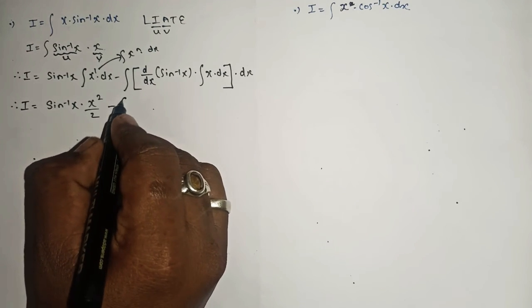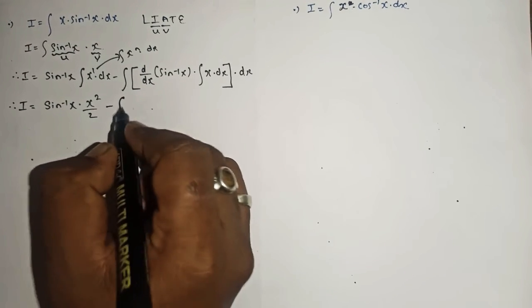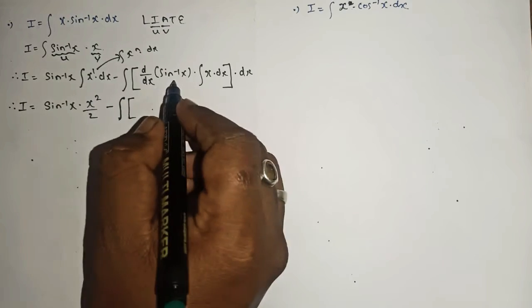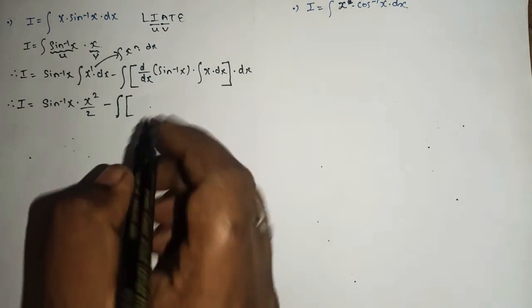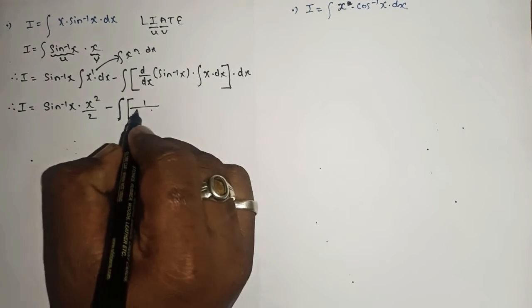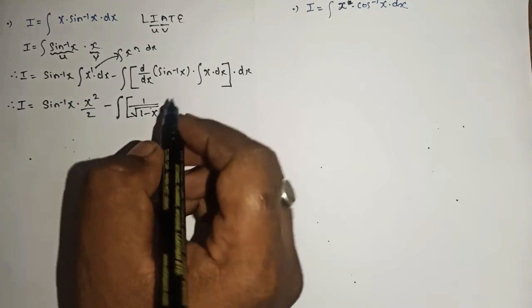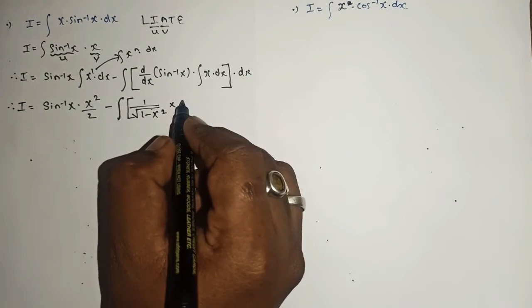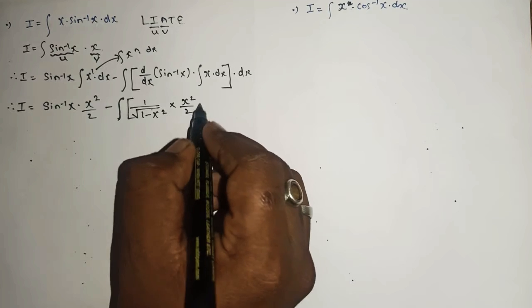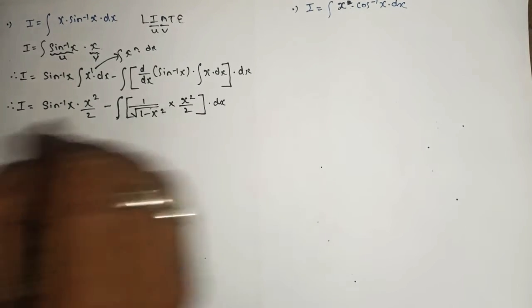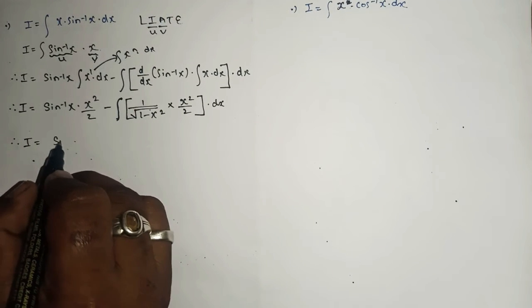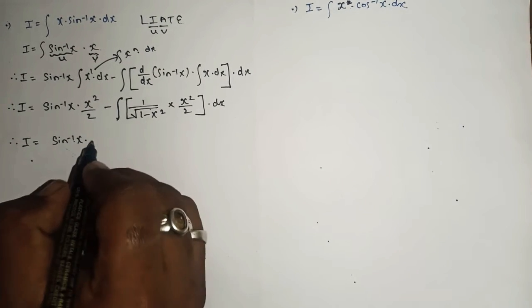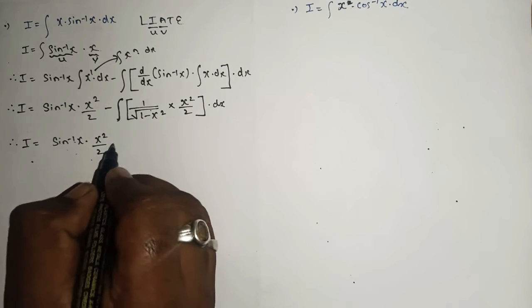Minus integration of the derivative of sine inverse. Just now only we saw the derivative of sine inverse is what? 1 upon root 1 minus x square. It is 1 upon root 1 minus x square into integration of x, which will be x square upon 2, into dx. So therefore I will be equal to what? Sine inverse x into x square upon 2.